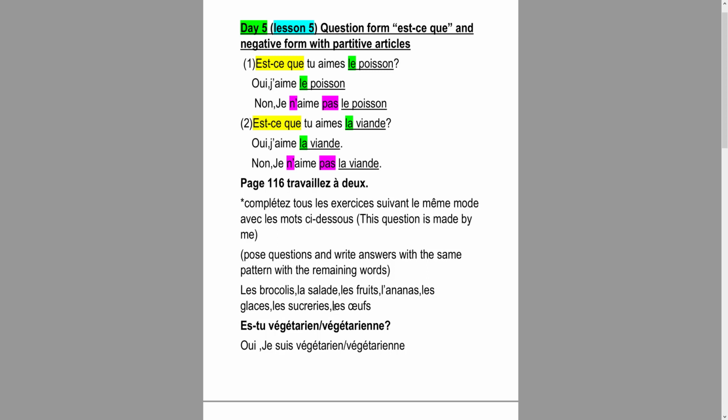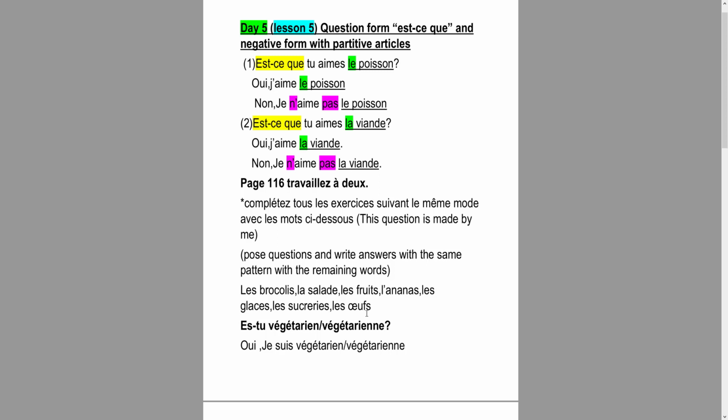We take the last example, les oeufs. If it is singular, we pronounce the f, but when you put it in the plural, the pronunciation is different in French. Les oeufs. We don't pronounce the f. Les oeufs, the eggs. Est-ce que tu aimes les oeufs? Oui, j'aime les oeufs. Non, je n'aime pas les oeufs.